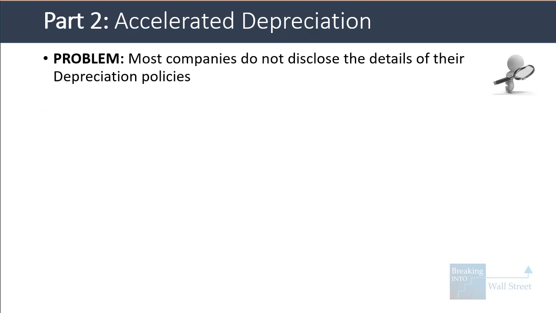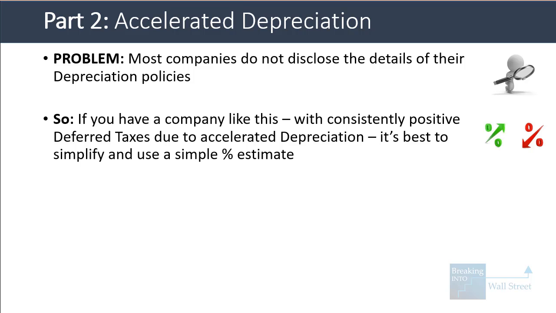Now, the problem with this is that most companies in real life do not actually disclose all the details of their depreciation policies. They might tell you if something is straight line or accelerated, but they're not going to break it down and tell you exactly what they're doing for tax purposes. So if you have a company like this with consistently positive deferred taxes because of accelerated depreciation, it's usually best to simplify and use a simple percentage estimate.